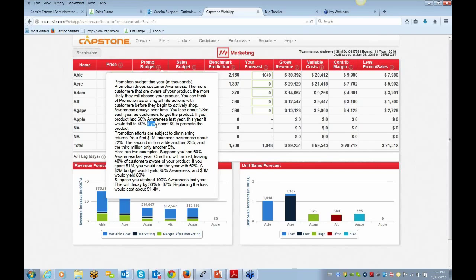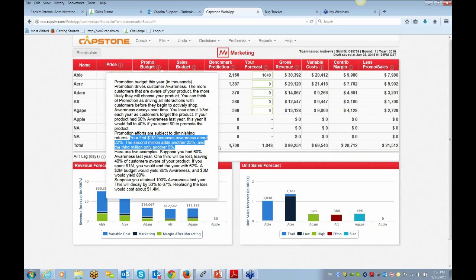And then if you spend $0 to promote the product, you're only going to have that 40%. So like we mentioned earlier, you're building that budget back up. It's like saying your first million is going to increase awareness about 22%. The second million is going to add 23%. And the third million only gets another 5%. So diminishing returns do apply after the second million, but you still receive a small benefit for entering 3 million.